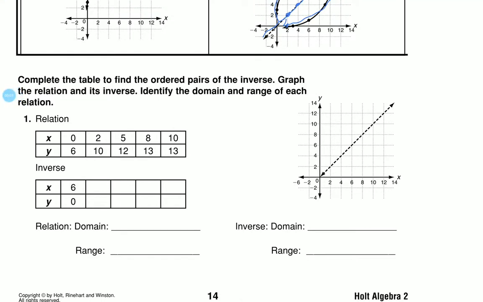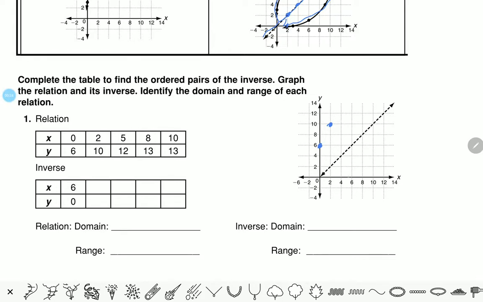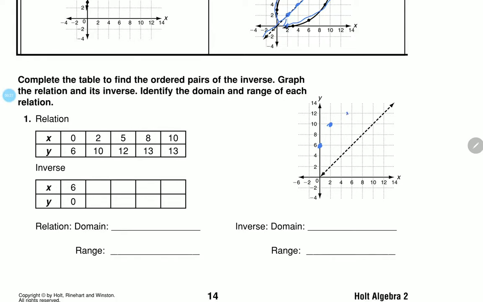And now let's try to draw the function values: x equals 0 and y equals 6, 0 and 6 will be this point. 2 and 10 will be this point. 5 and 12 will be this point. 8 and 13 will be this point. 10 and 13 will be this point.